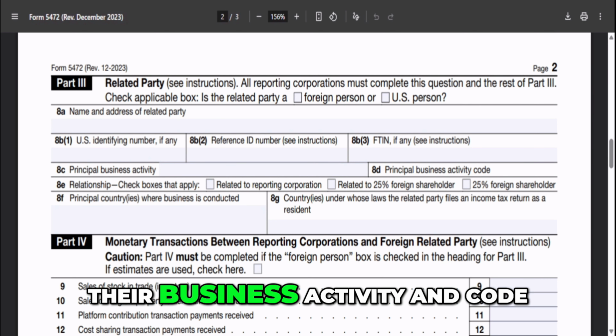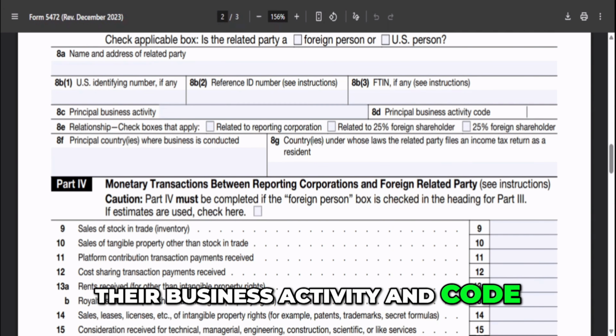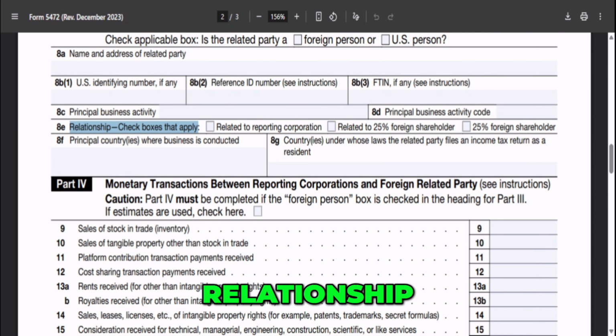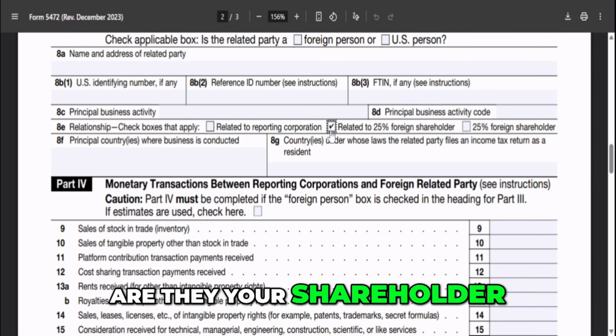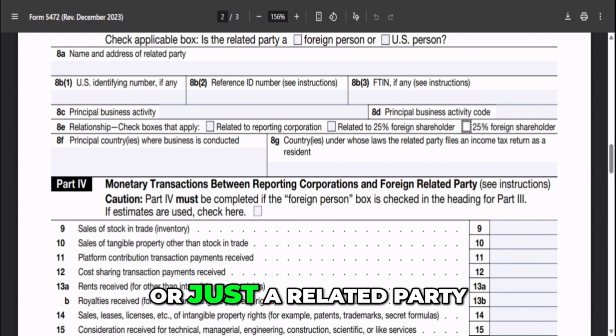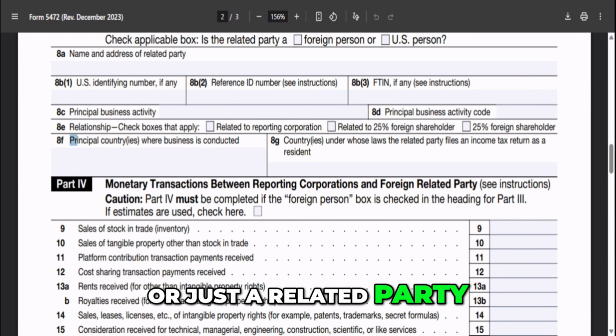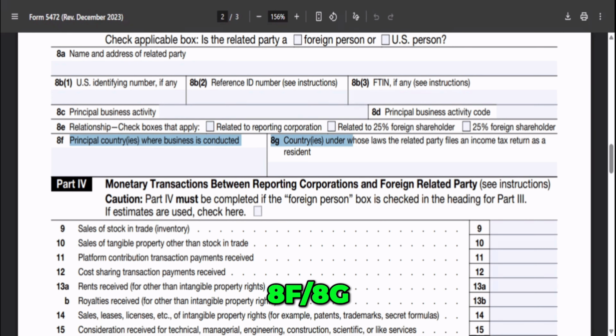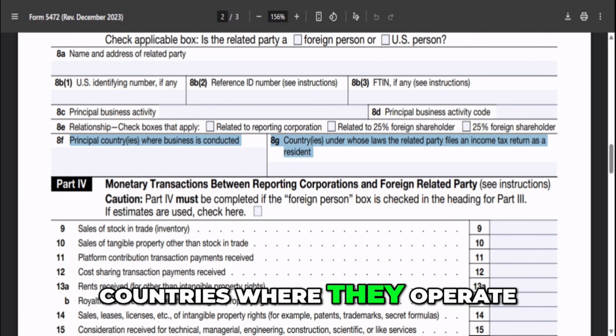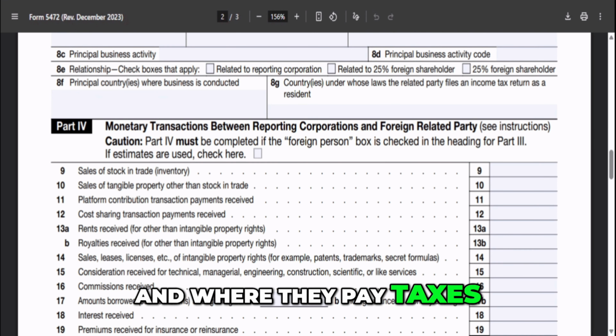8C/8D. Their business activity and code. 8E. Relationship. Are they your shareholder, related to your shareholder, or just a related party? 8F/8G. Countries where they operate and where they pay taxes.